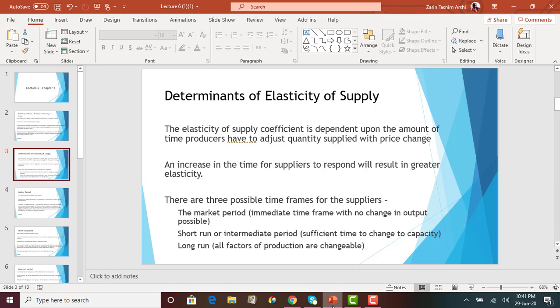So let's say price changes today, what will be the supply tomorrow? That's the market period, the immediate time frame, and during this period there will be no change in output. I'm going to go over each of these shortly. The second one is called the short run or intermediate period. This is like 3 months or 4 months. And then the long run is how we can change the output in the long run because there has been a change in price in the market.